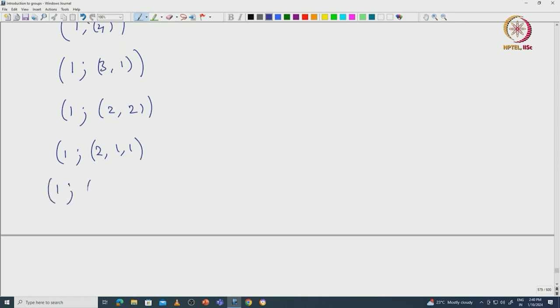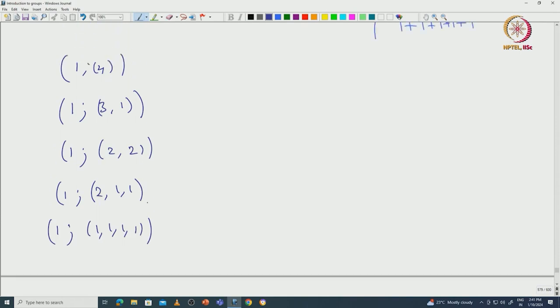Then 1, 1, 1. So this is the fifth one. Let's see what will be the corresponding group. This will be just Z modulo 162 Z. And what about this? If you write it in the prime power form, it's Z modulo 2 Z cross Z modulo 3 power 4 Z. So let's write it in the prime power form.